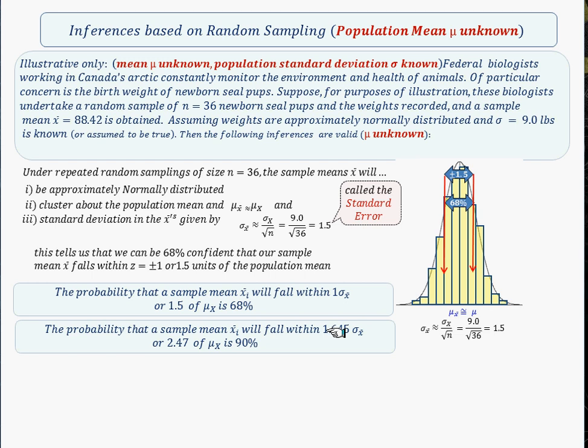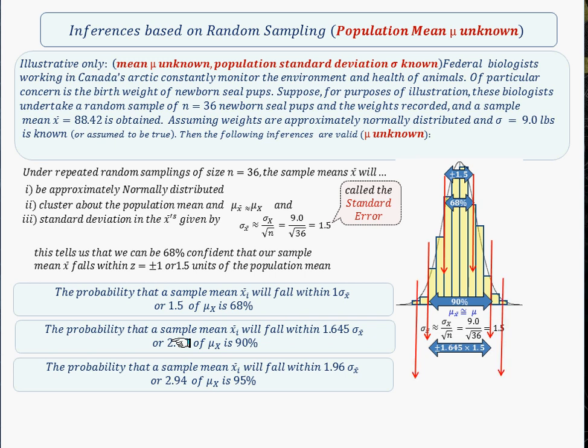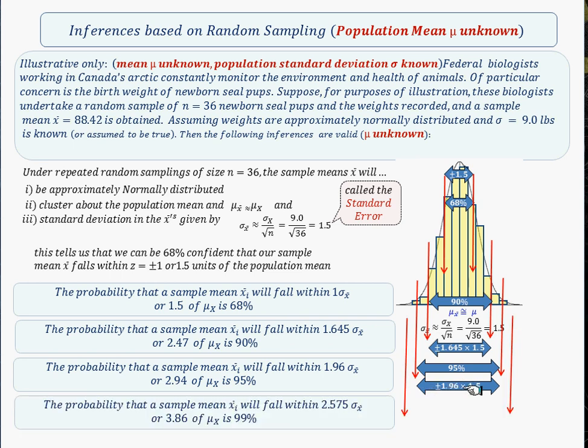If we extend that to a 90% range, 90% corresponds to a z-score of 1.645. Multiplying it out is 2.47, and that's what you see coming on the screen here. Now for 95%, it's 1.96 times 1.5, and for 99%, we have 2.575 times 1.5.